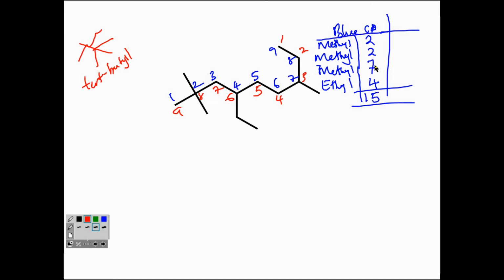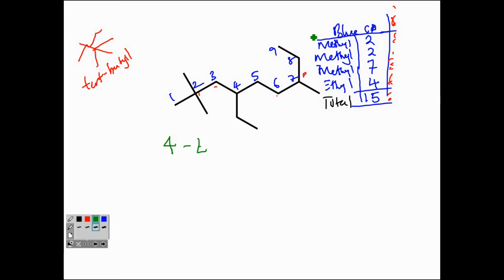And then for the red numbering, you have a methyl on carbon number 8, another one on carbon number 8, another one on carbon number 3, so 3, 8, 8, and you have the ethyl on carbon number 6. Total 19 plus 6, what's that, 25? I hope it's 25. So the red numbering is so big in the total. We won't follow the red, we're gonna follow the blue. So get rid of the red numbering. We take the blue numbering.